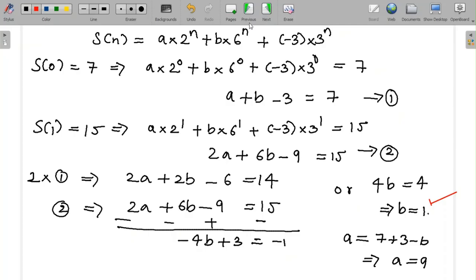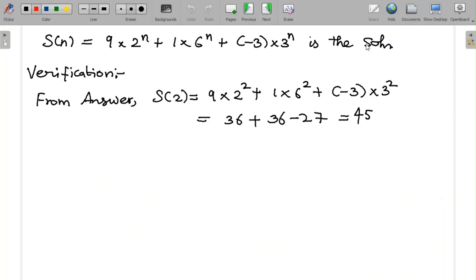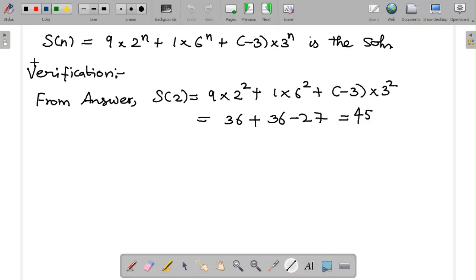So with a as 9 and b as 1, we have the complete solution of the recurrence relation as 9 times 2 power n plus 1 times 6 power n plus 3 power n times negative 3. As usual, we do a very short verification of this answer by finding what s of 2 is. When n is equal to 2, we have 9 times 4 plus 1 times 36 minus 27, which is 72 minus 27, which is 45.